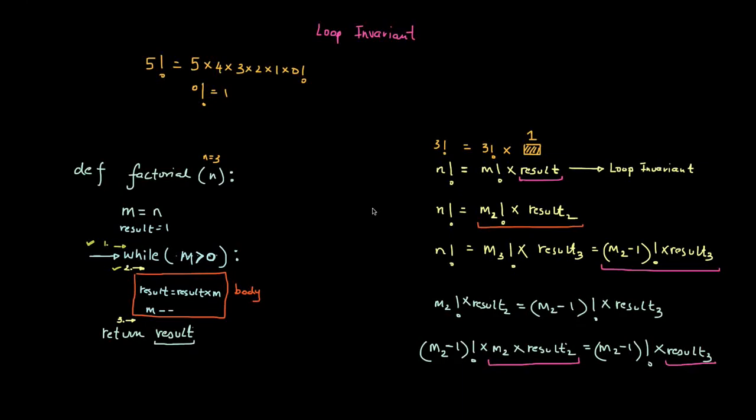So let's just continue from where we left off in the last video. What I'm going to do now is create these three columns. Let's call these column one, column two, and column three.